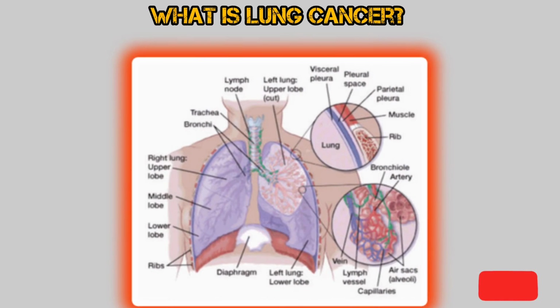Your lungs are two sponge-like organs in your chest. Your right lung has three sections called lobes. Your left lung has two lobes. The left lung is smaller because the heart takes up more room on that side of the body.